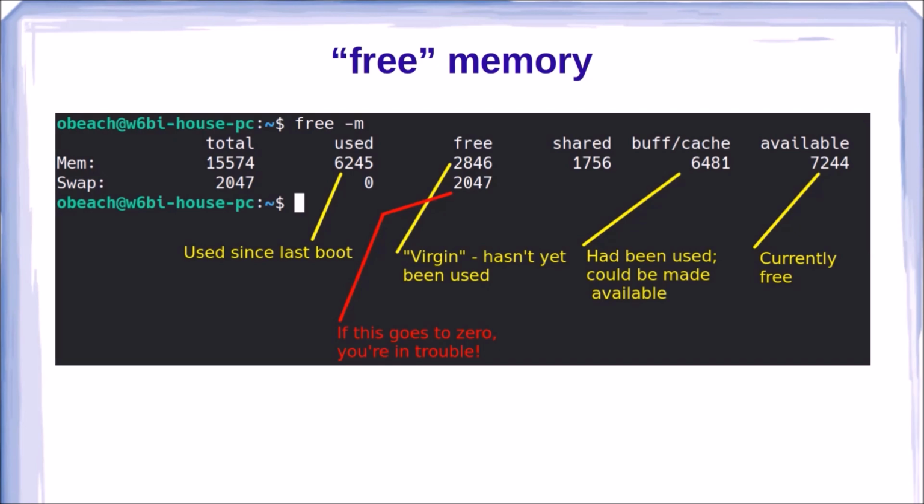Shared, I don't need to talk about. Buffers and cache are chunks of memory that have been used for buffers or cache, but the way Linux works, when you run a program and it needs some RAM and you exit out of it, it will leave it in RAM for quick access next time if there's RAM available. If that program's not being used and it needs to get used by something else, Linux will pull it out of a cache or buffer and use it. And currently free is what's really available.